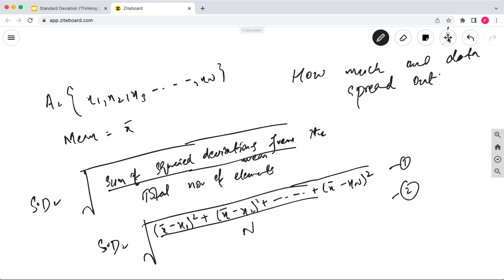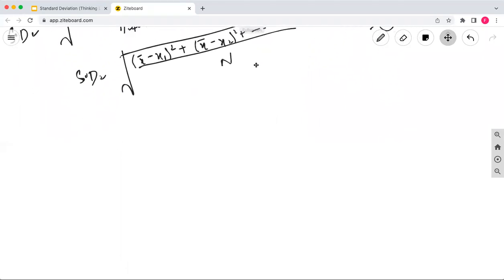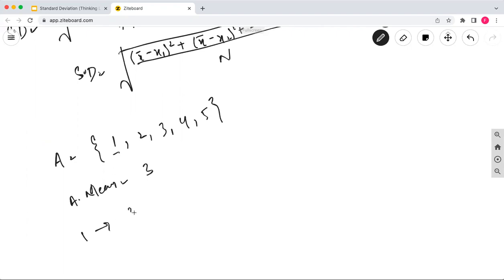Now let's see how this formula works. Then we will try to build up some intuition out of this formula. For example, just consider a very basic set having elements 1, 2, 3, 4, and 5. So what is the arithmetic mean of this set? That will be 3, because the set is evenly spaced. When the set is evenly spaced, the middle value is the average of that set. So let's see the deviation. First, 1. 1 is how much below the mean? 2 deviations below the mean, so -2.